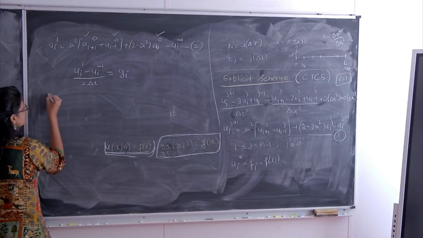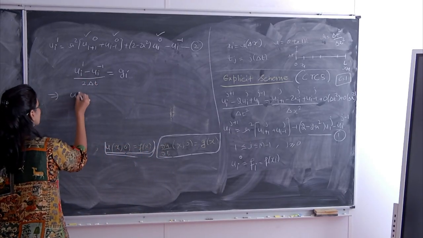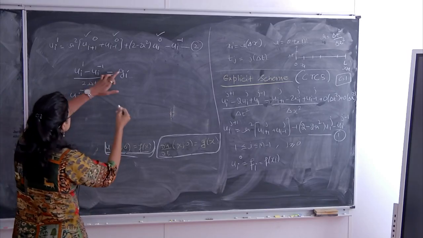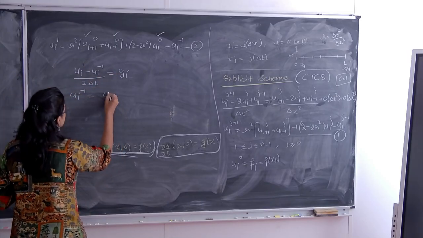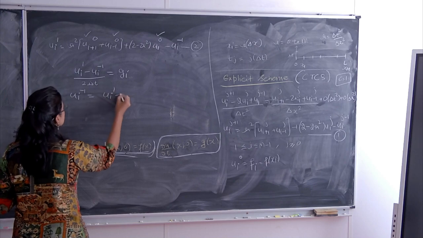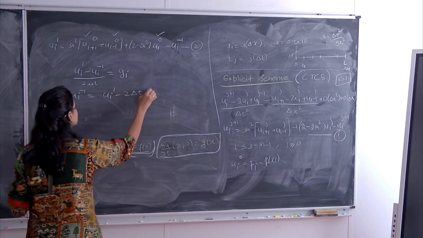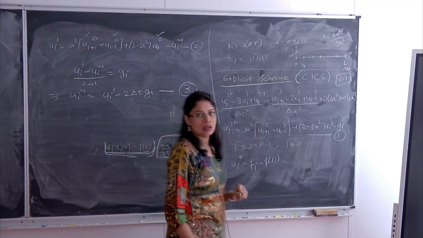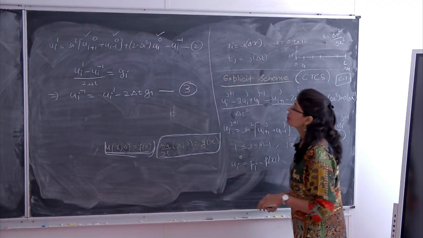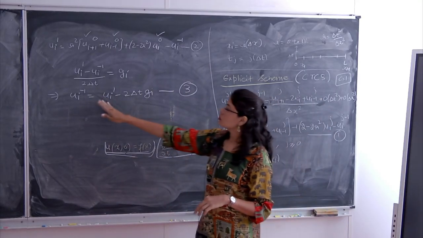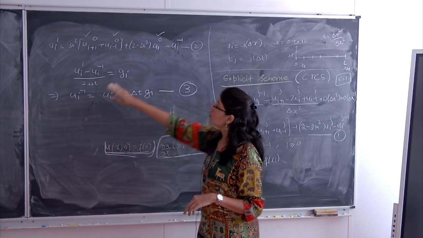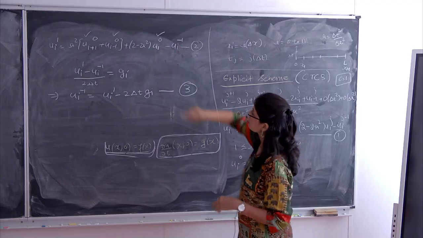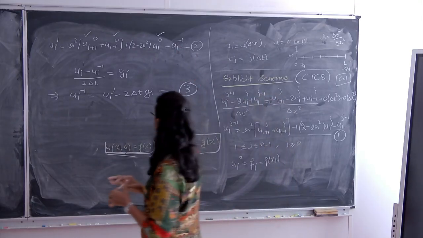So, from this condition I can write down the value of u_i^{-1}, taking everything to this side. So, this is u_i^1 minus 2 delta t g_i. Let me write down this as equation number 3, where I got the value of u_i^{-1}, which I am going to utilize in equation number 2. So, I am going to put it here. Let us check what I can get here.